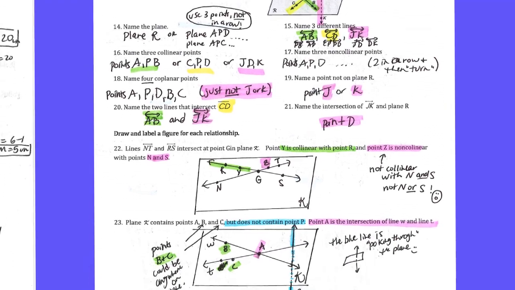And then drawing these, okay. It says draw two lines, name the points. Y is collinear with R, so make sure Y is on line with R. And Z is not on the same line as both N and S. We'll just put Z someplace where it's collinear maybe with one of them but not the other, okay. Just can't be collinear with both of them.